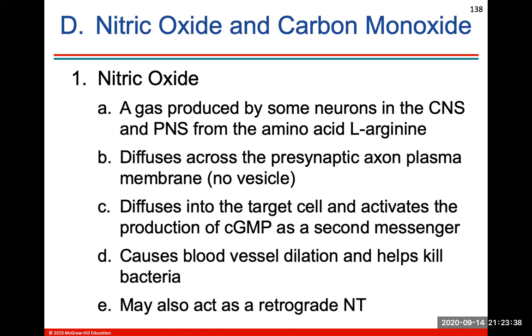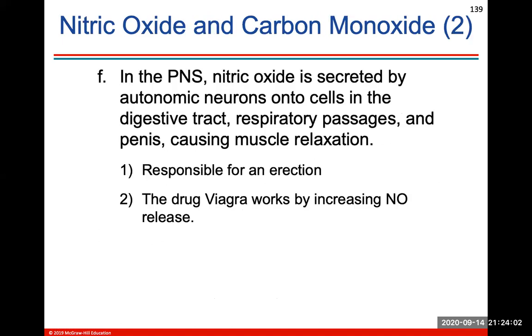Nitric oxide is a gas. It will diffuse across presynaptic axons. It will diffuse into target cells and will activate cyclic GMP second messengers. It causes blood vessel dilation and helps kill bacteria. So you're often given nitric oxide if you have had a heart attack, to help increase blood dilation in the heart. The drug Viagra also works by increasing nitric oxide release, because it increases dilation in really all parts of the body.